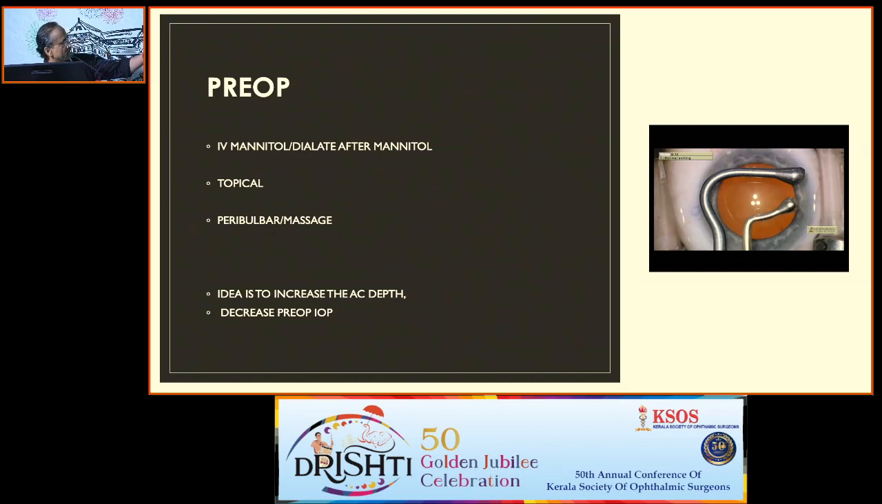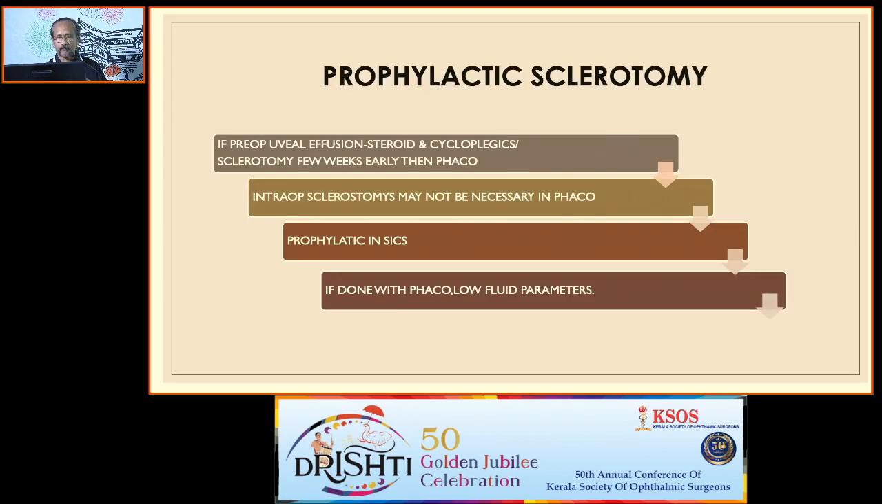What you see here is an Osher sweeper, that is something like a Sinskey hook, which Dr. Osher has designed to press on the eyeball from the inferior fornix against the roof of the orbit so that a repeated maneuver will get the pressures down. The idea, by doing all this, is to increase the anterior chamber depth and decrease the pre-op IOP so that there is a lesser chance for uveal effusion.